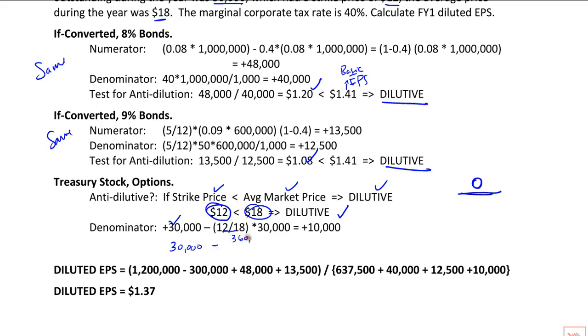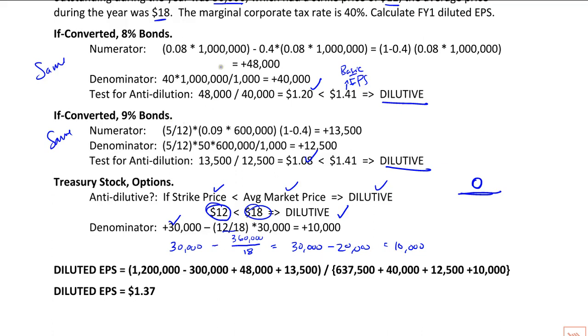Okay. And at the current market price of 18, how many shares can you buy back? You could have bought back 20,000, which results in net 10,000. So the reason it's called the treasury stock method is the assumption is that you would take all the cash you got and buy back as much of your own stock as possible with those proceeds. Okay?